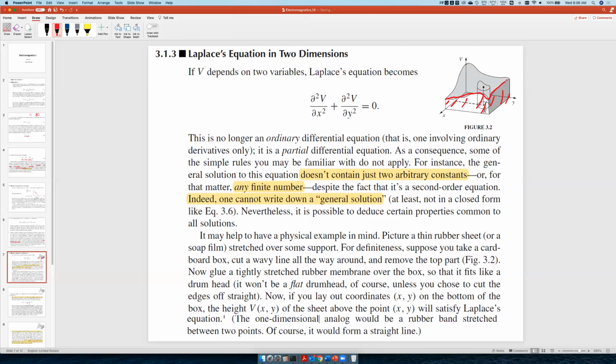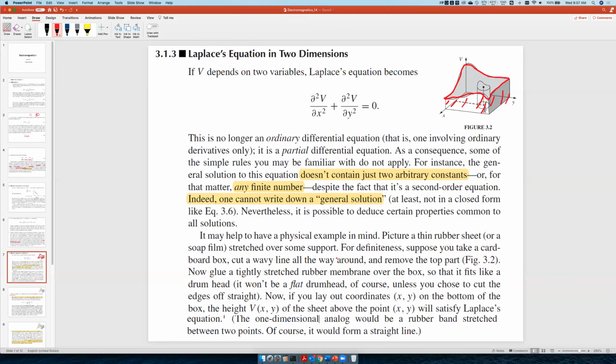this red line. So you have four edges, and it's not a regular shape, it's just an arbitrary wavy shape. Now you have this shape of the cardboard box. And then you remove the top part and leave the wavy curve, or the wavy cardboard box, shown like this. And then you glue a tightly stretched rubber membrane over the box. Now you see the gray area on the top.